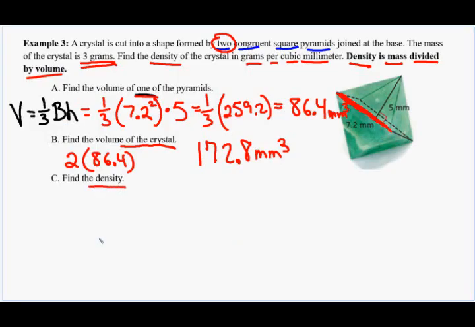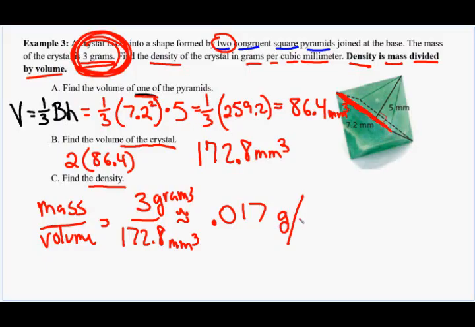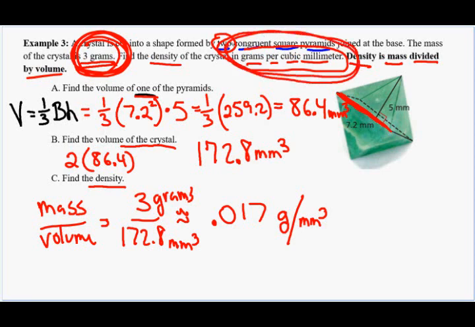All right, now the last part, find the density, and again, that's the last sentence in our problem description. That is mass divided by volume. Well, the mass was given to us. That's right here, 3 grams. So 3 divided by the volume that we just found, 172.8. If I divide that out, I get approximately 0.017. Now, our numerators were in grams. Our denominators were in millimeters cubed. So when we divide those, our answer here is numerator units, grams, per denominator units, millimeters cubed. And that is what they asked us for up here in the description. Find the density of the crystal in grams per cubic millimeter. There's our grams per cubic millimeter.